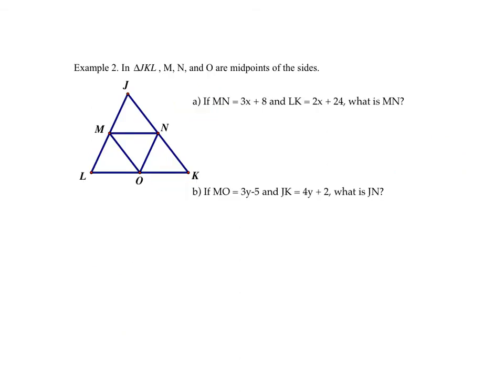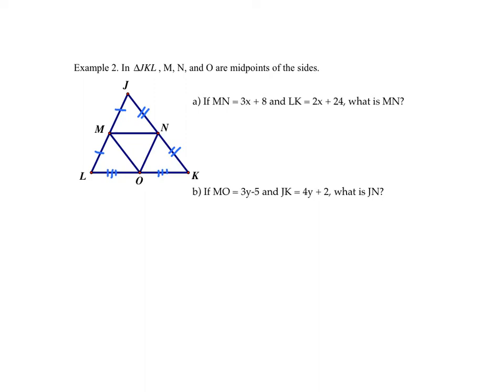In our second example, we are given triangle JKL, where M, N, and O are midpoints of the sides. So we would be able to say that ML is congruent to JM, JN congruent to NK, and OK would be congruent to LO. So what we have here are three mid-segments.